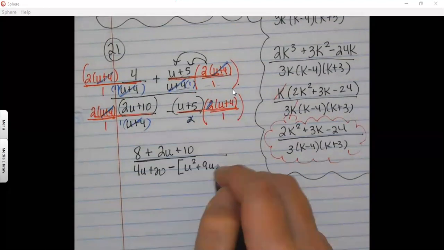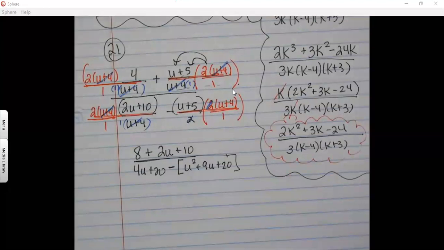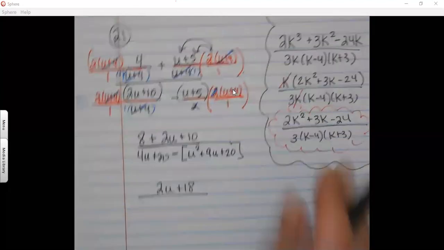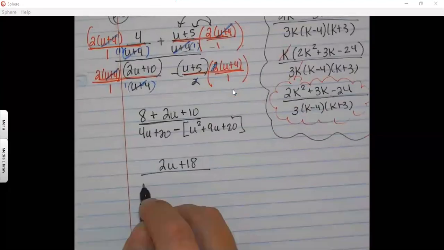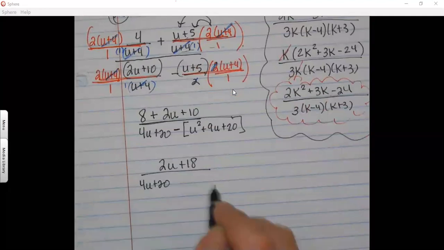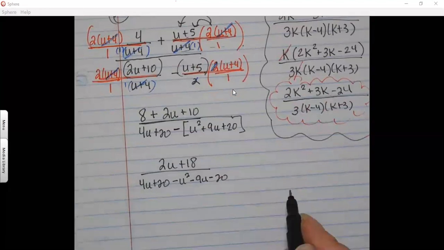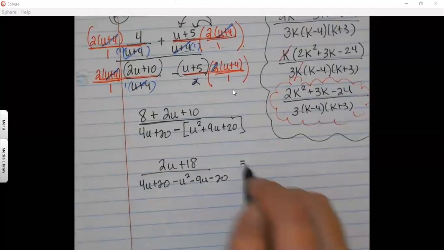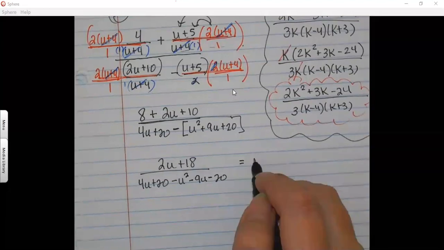My numerator, I'm going to combine like terms and get 2u plus 18. The denominator, I'm going to distribute that negative and then combine like terms. So I have 4u plus 20 minus u squared minus 9u minus 20. In my numerator, I'm going to factor out the 2, and maybe I can reduce it. I don't know. I see in the answer that the 2 is not factored out, so I'm sure you can't, but just because I can, because it's a GCF, and then if not, we can put it back together.